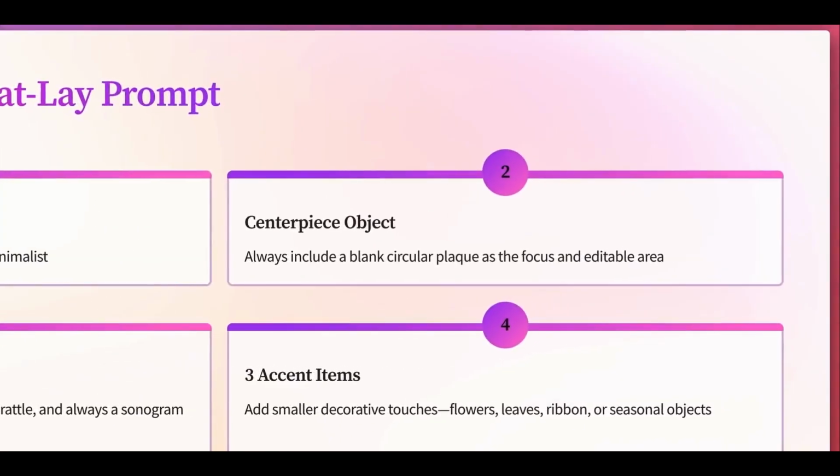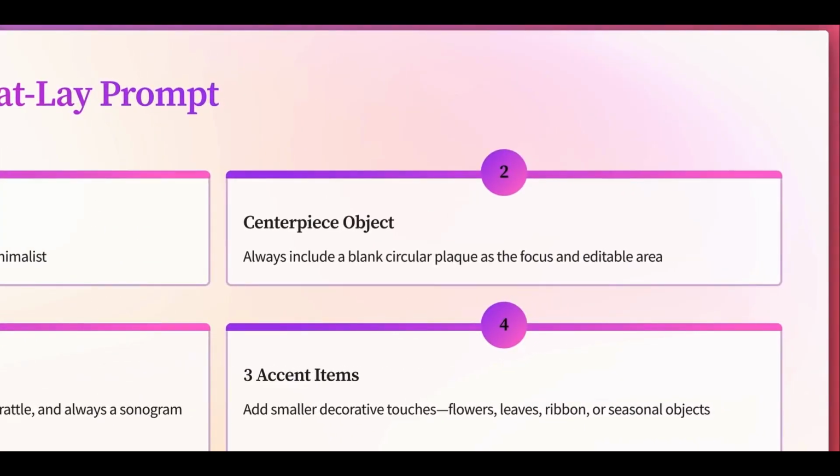Then we will want to include that centerpiece plaque that has the announcement on it. We always need to include that plaque, whether it is circular, a square plaque, heart-shaped, or anything else of that nature. We always have to have that plaque because that is where the important information goes. It's basically the focus of the scene and the editable area that your customer will want to personalize.